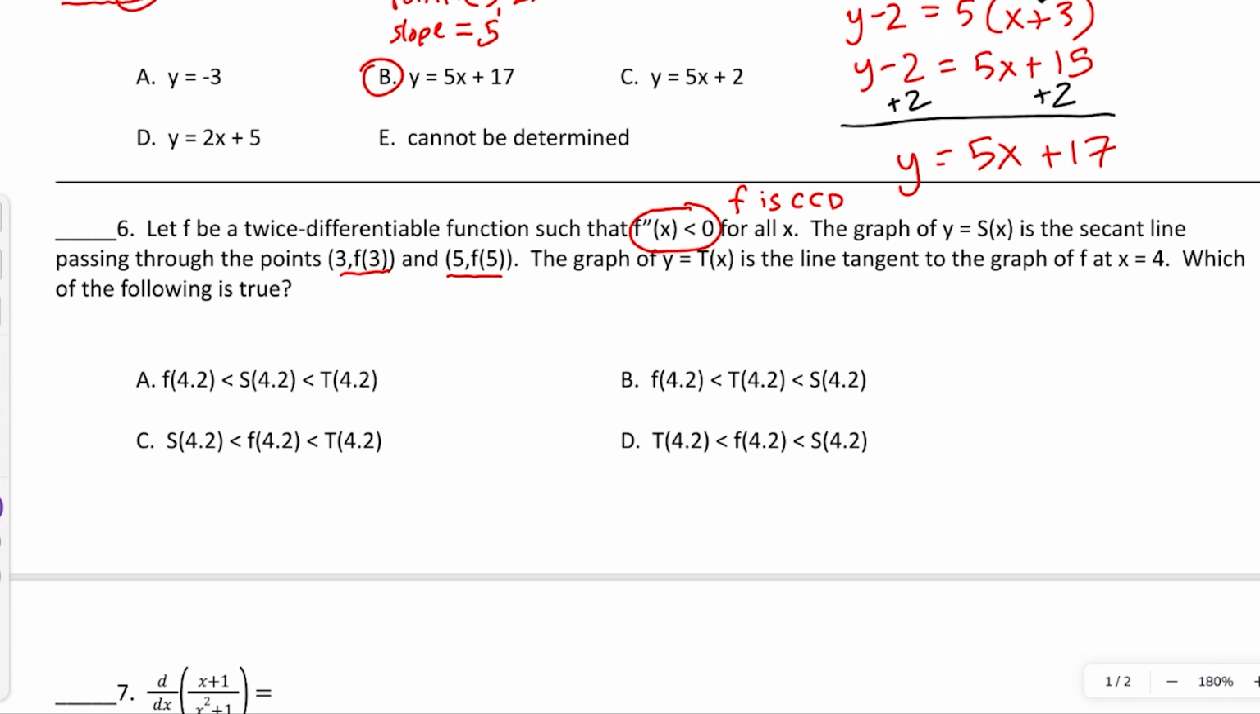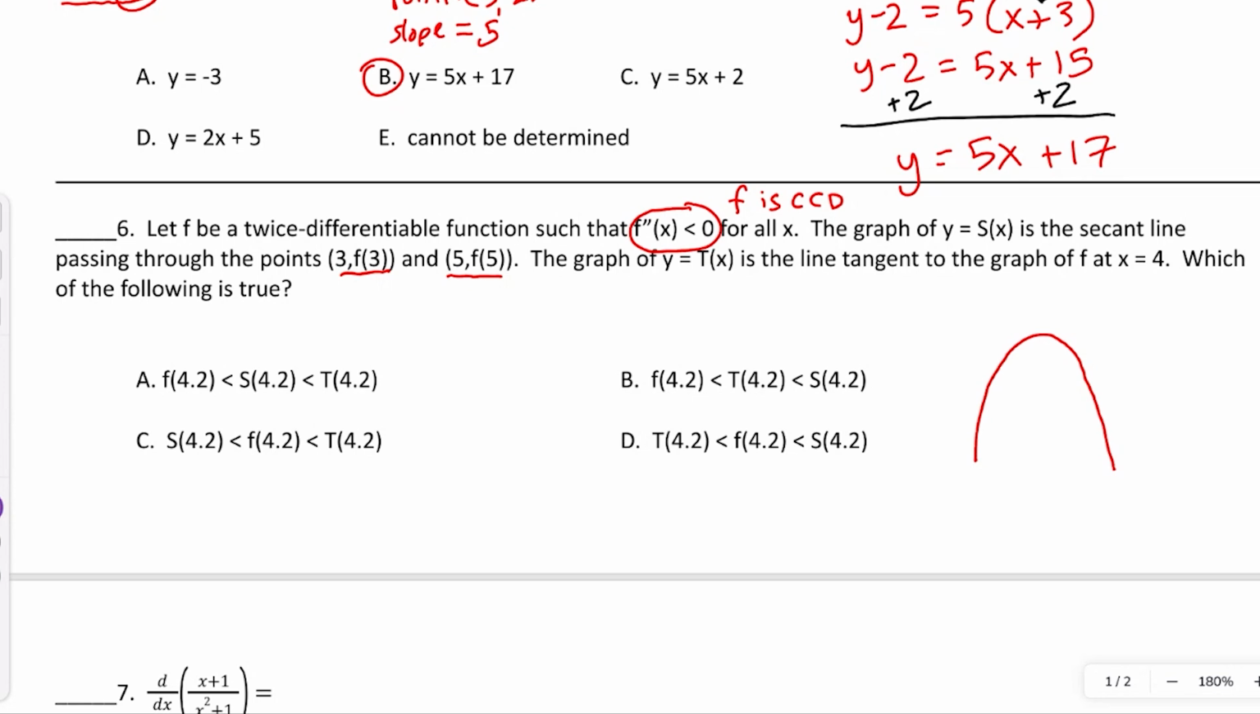The graph of y equals t of x is the line tangent to the graph of f at x equals 4. Which of the following is true? So I think if you just make a quick sketch of what's happening on this function, it'll be a little bit more obvious. So let me show you what I mean by that. So let's say we know f is concave down the whole time. So an example of that would be like this.